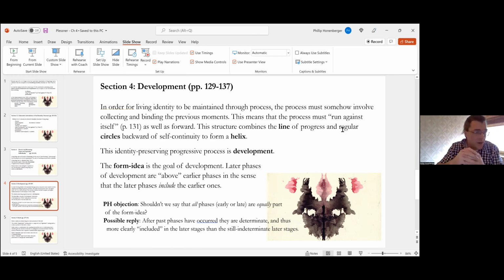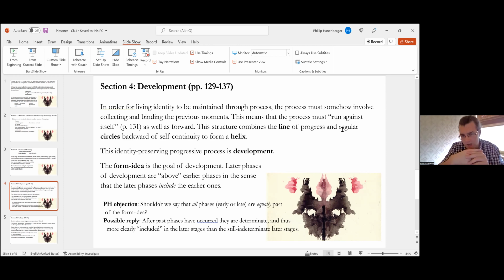And maybe he has in mind some kind of ideal homeostasis or healthy condition of an organism, so that the form idea and maturity is the thing that's the telos. But I wonder whether we shouldn't say that all phases are equally part of the form idea. And I gave a possible reply here, which is to say it has to do with the temporal asymmetry between later stages and earlier stages. But maybe that's not right. Maybe this idea of the mature, healthy condition of the organism as the telos is more accurate.